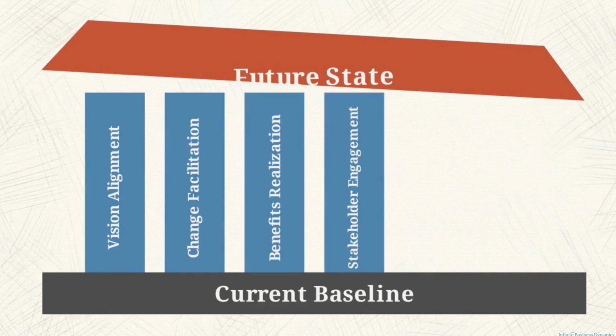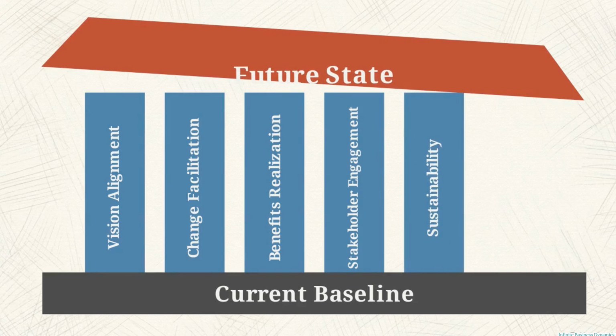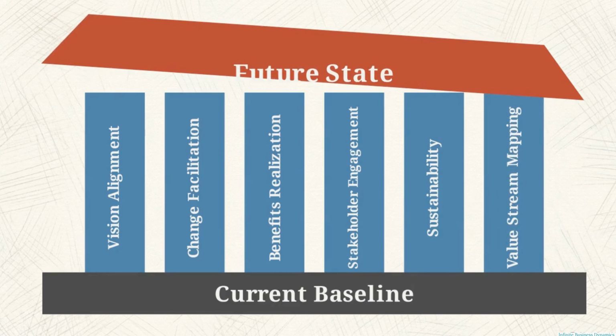The fourth pillar is stakeholder engagement. You must anticipate and systematically resolve the human friction of changing how people work. The fifth pillar is sustainability. The transition must endure, meaning the solution must be economically, socially, and environmentally sound. The final pillar is value stream mapping. This technique eliminates operational waste, accelerating the transition.